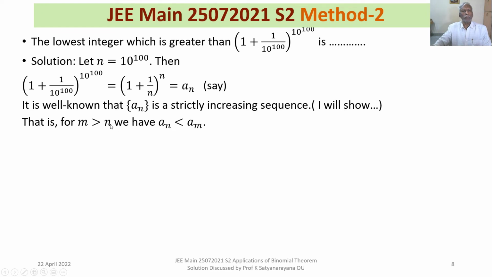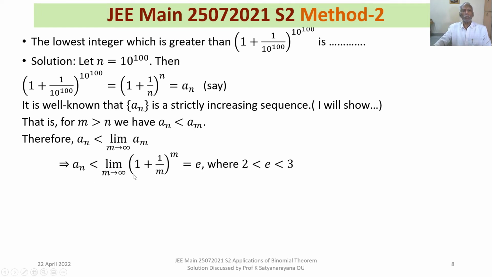We proceed now. We take a_n is a strictly increasing sequence, that is m greater than n will imply a_m greater than a_n, that is a_n less than a_m. Therefore, a_n is less than a_m where m greater than n. Therefore, a_n is less than limit m tends to infinity of a_m, which is limit of (1 plus 1 by m) whole power m.